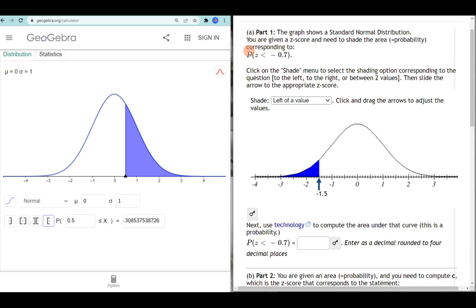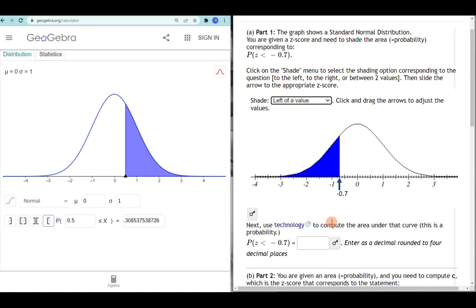If I'm trying to find the probability that the z-score is less than negative 0.7, the first thing I'm going to do is move my marker to the appropriate place, so I need to move this until I'm at negative 0.7. And again, this is saying z-scores less than negative 0.7. This axis is the z-scores, so I want to shade z-scores smaller than negative 0.7. Those are areas to the left, so I want to select left of a value.